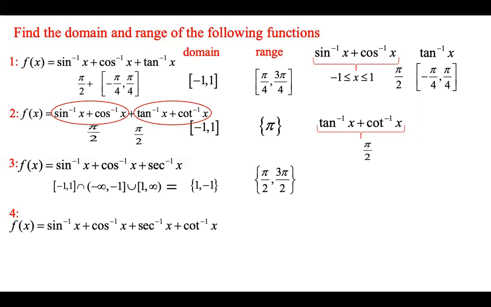Now see the function sin inverse x plus cos inverse x plus secant inverse x plus cot inverse x. Here again, the sin inverse x plus cos inverse x domain is -1 to +1. The secant inverse x part is -infinity to -1 union 1 to infinity, and the cot inverse x domain is included there. So again only two elements, 1 and -1, will come. When you evaluate the values at 1 and -1, one value will be 3 pi by 4, and the other value will be 9 pi by 4. So this is the range of this function.